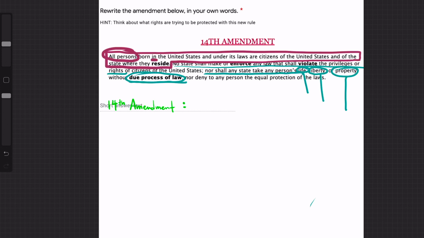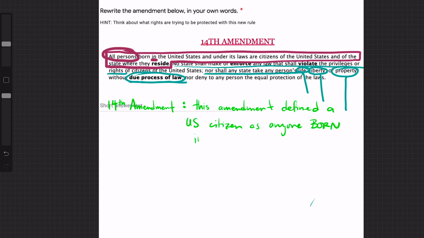I might put this amendment defined a U.S. citizen as anyone born in America. That was the first part. That's what we put in green here. Now let's make sure we write in the part we annotated in blue.